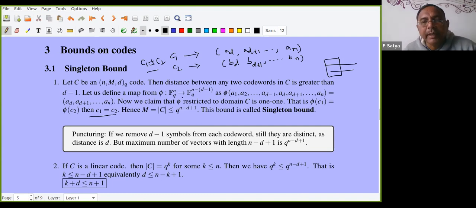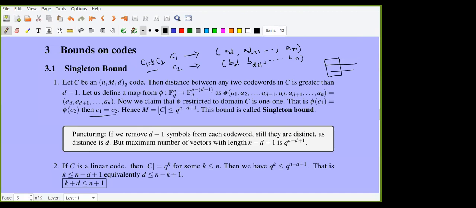It is a 1-1 map on C. Try to understand, restricted to domain C, right? Then what is the size of M now? Size of M equals the cardinality of M. But we have the cardinality of C is less than or equal to q power n minus d minus 1. Is it okay?